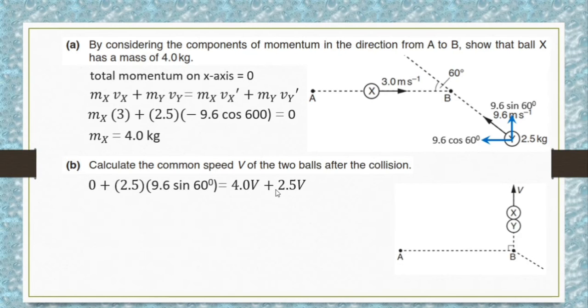So we have now 6.5 V should be equal to 20.785. I have calculated this. Then V is equal to 3.2 meters per second. So they both move with the same velocity, 3.2 meters per second. This is called an inelastic collision. After the collision, both objects move together with the same speed.